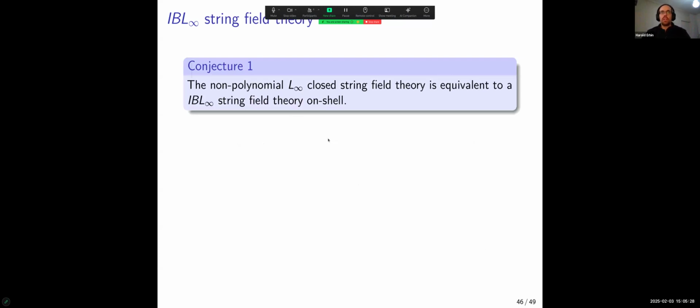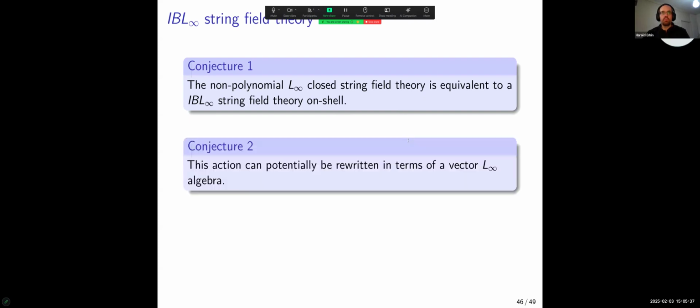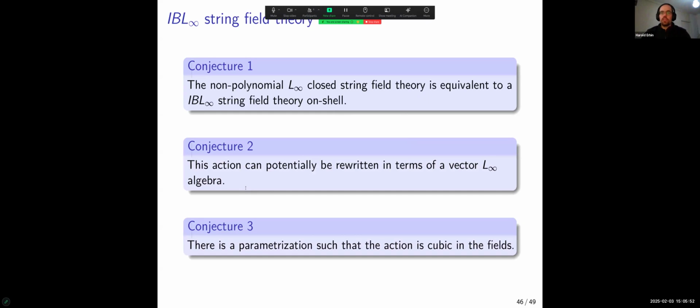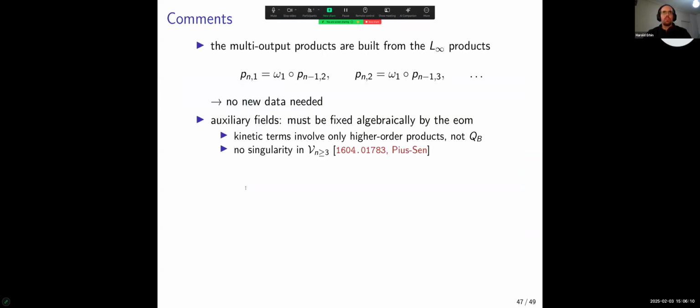So the first is that we can rewrite this L infinity closed string field theory as an IBL infinity string field theory, and both are equivalent on shell. The second is that maybe you can rewrite this theory as a vector infinity algebra. So instead of looking at IBL, we just package this as a vector of string fields. And finally, there is a parameterization so that the action is cubic in the field. Okay, so I think given the strictification theorem, there is a good chance that all of this should work. But for now, it's still very hypothetical. So let's see what happens in the future.